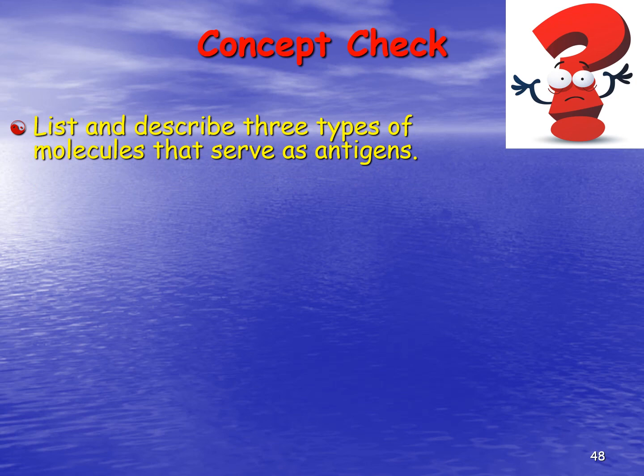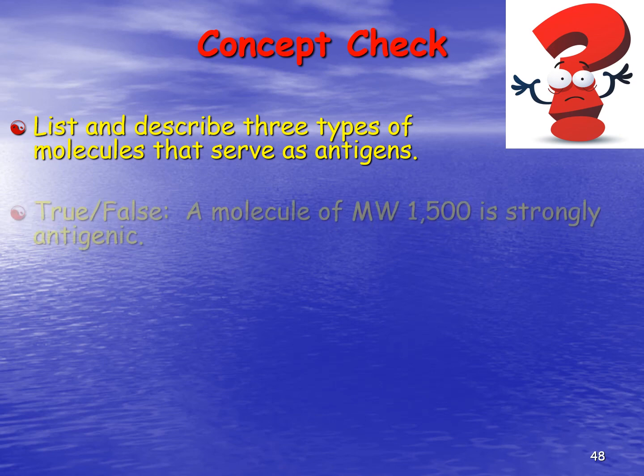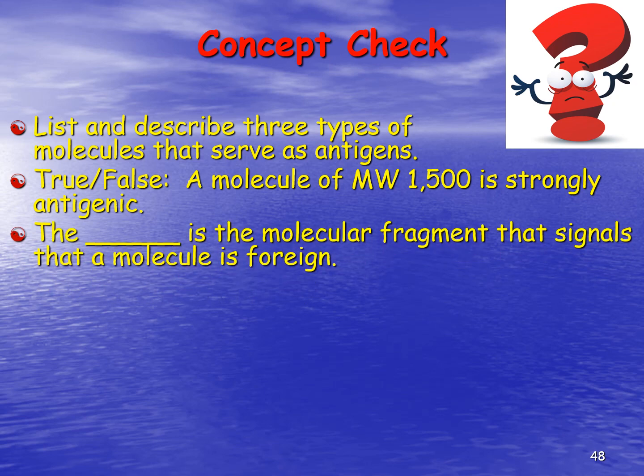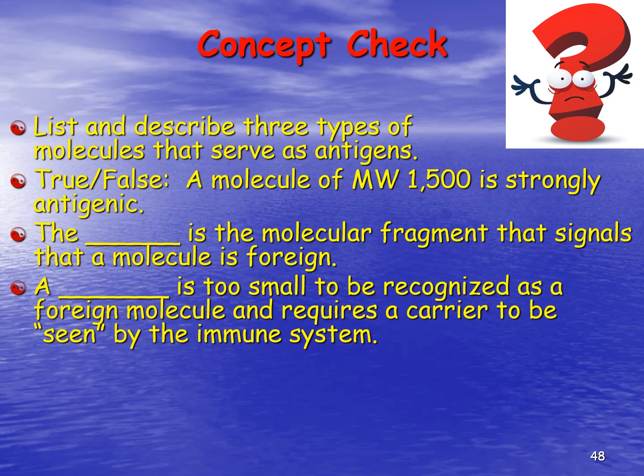So can you list and describe three types of molecules that serve as antigens? True or false, a molecule with a molecular weight of 1500 is strongly antigenic. The blank is the molecule or molecular fragment that signals that a molecule is foreign or non-self. And what is it that is too small to be recognized as a foreign molecule by itself and requires some sort of carrier to be seen by the immune system?